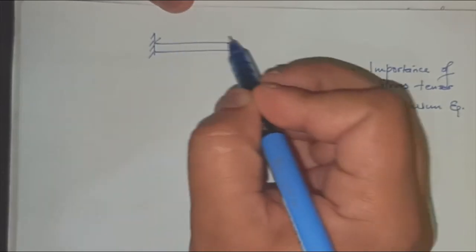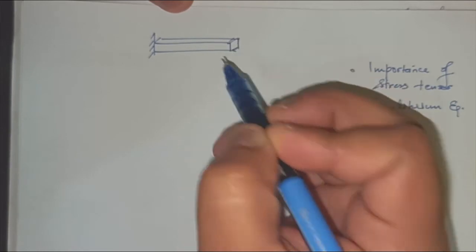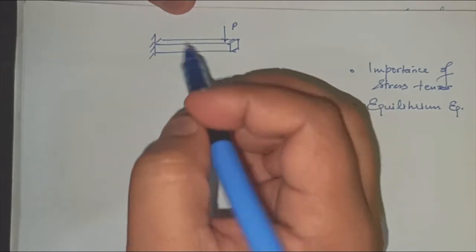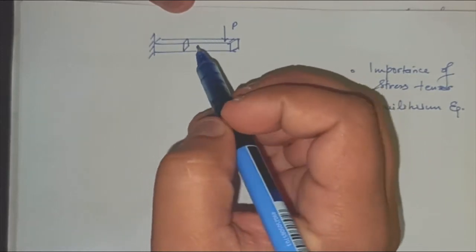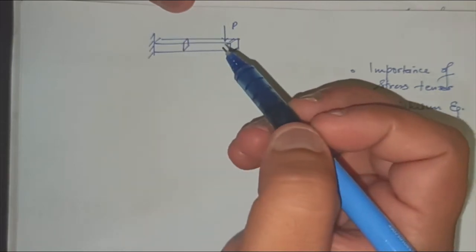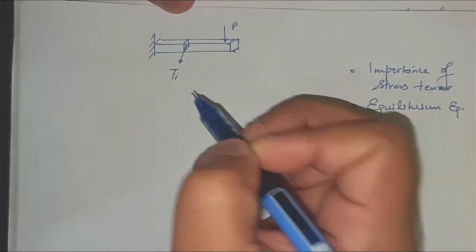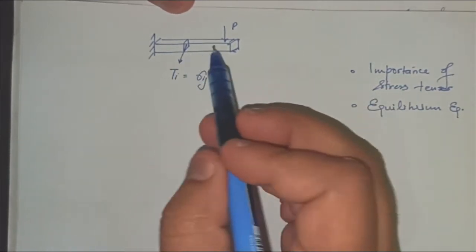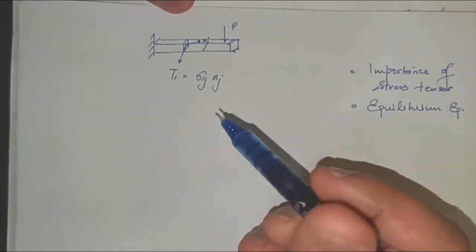If you have a body like this, and it is being loaded by some load P, then we know that at every cross section of this body there will be some particular normal. We will represent this cut face by a normal, and each point is represented by a stress vector, which is equal to the stress tensor times the normal n_j. This we have already seen earlier.